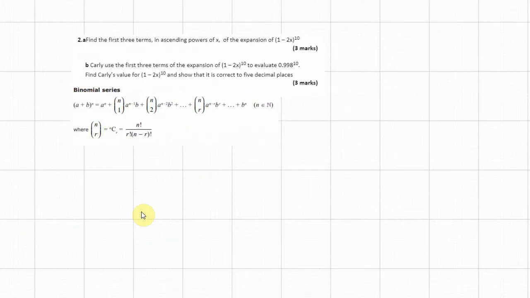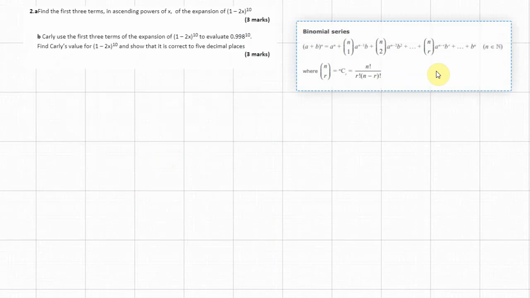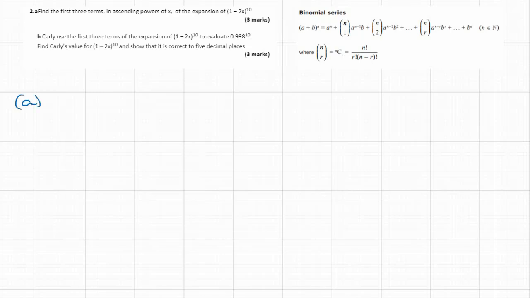Question 2. So binomial expansion, I've got what you would get in your formula book there, so you were fine to use that. So it's not something you need to know off the top of your head, but you need to know how to use it. Let's find the first 3 terms. So within this, a is going to be 1, b is going to be minus 2x, and n is going to be 10.